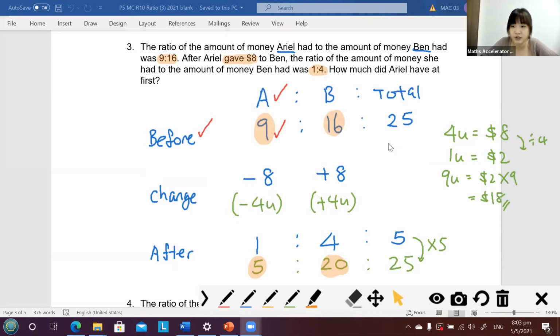So if you're confident, you can go ahead and try question 4 next. Go ahead, you can try question 4. Fill in the table first.